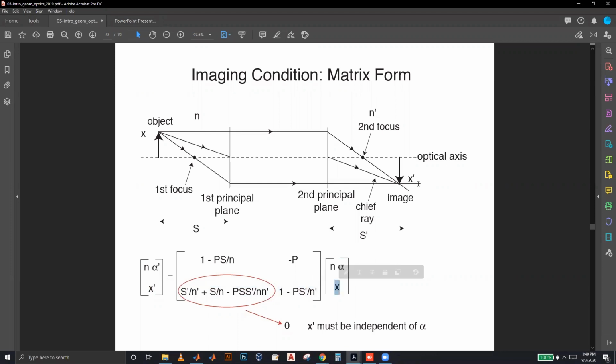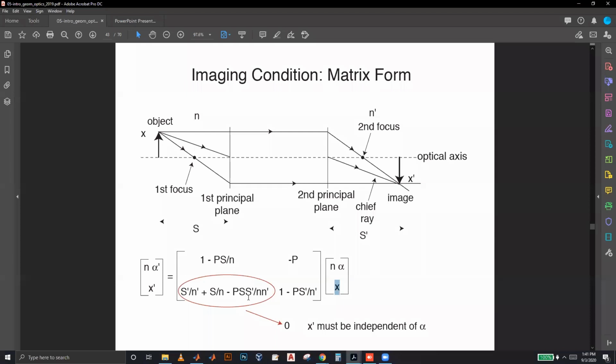Now to properly form an image, physically what needs to happen? All the rays which are going out from the object have to be collected to the image, irrespective of the angle in which the rays went out.